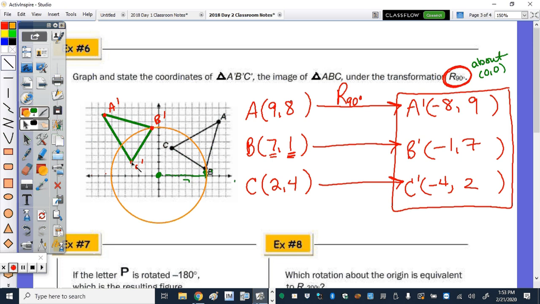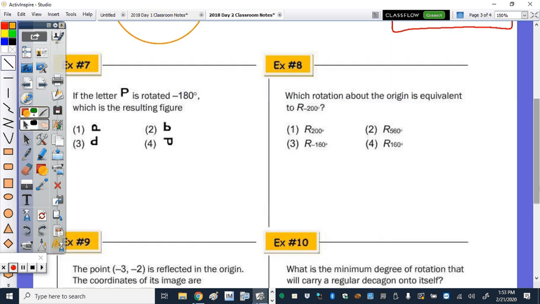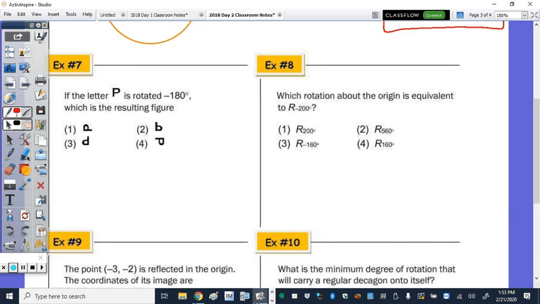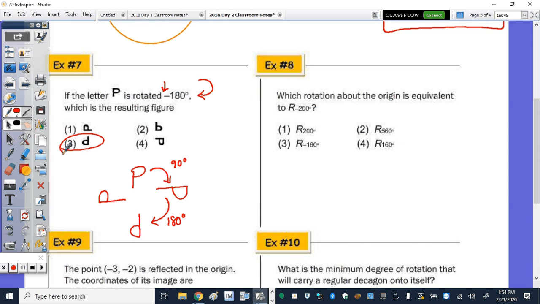All right. 7 through 10. Let's take a look at 7 and 8 first. If the letter P is rotated, so I'm going to draw it here. Whoops, need to be on pen. So here's P. If it's negative, remember that means we're going clockwise. So I rotate P clockwise. Here's the first turn, second turn, third turn. 180 degrees. So from here to here is 90, and then here to here, 180. So the correct answer here is choice 3.